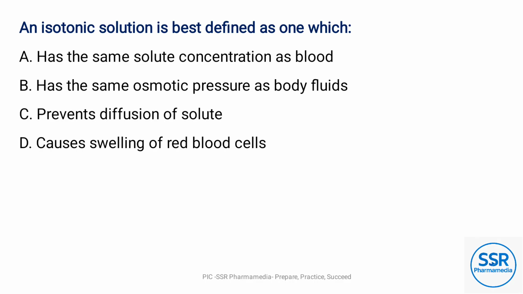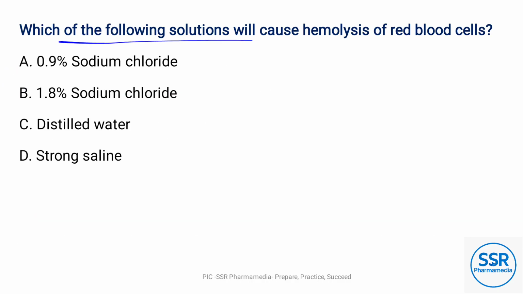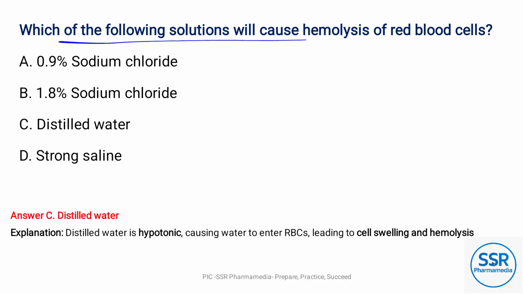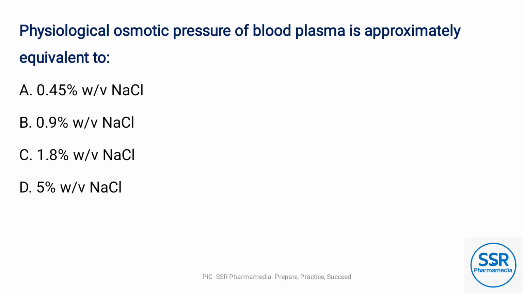So we'll move into the questions. An isotonic solution is best defined as one which, option B, has the same osmotic pressure as body fluid. Which of the following solutions will cause hemolysis of red blood cells? Option C, distilled water, because distilled water is a hypotonic solution. In a hypotonic solution, cells swell and burst, RBCs break down, and hemolysis takes place.